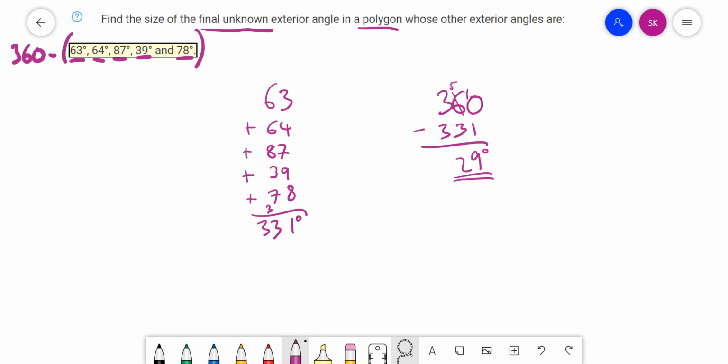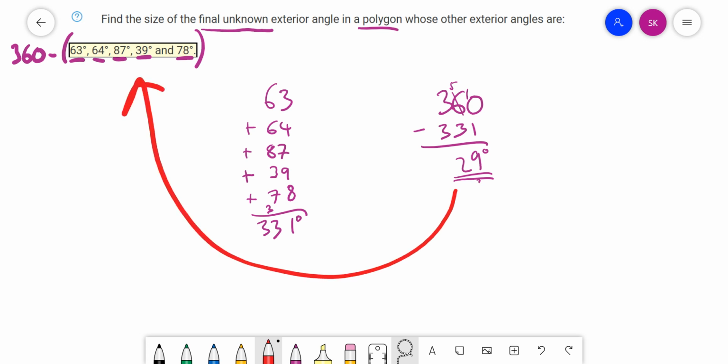How do you think I could check if that's correct? Hopefully you know, if we add 29 to these ones over here, if the sum of all of those angles add up to 360, then we know that we've done it correctly, because exterior angles add up to 360. Make sure you've written any purple pen notes that you need to, then press play when you're ready to keep going.